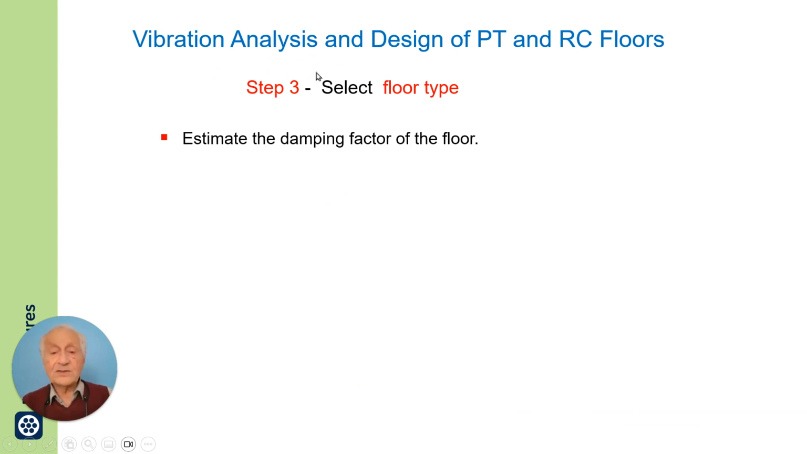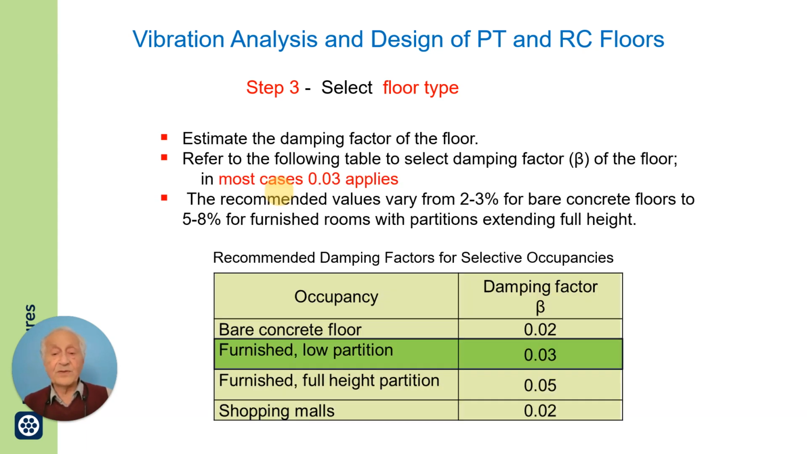Then step number 3, you estimate the damping factor of the floor. In other words, depending on how the floor is furnished, it may dampen, reduce the impact of vibration. For that, we refer to the following table to select the damping factor beta.